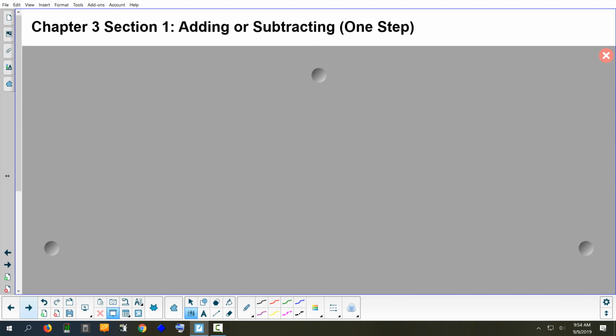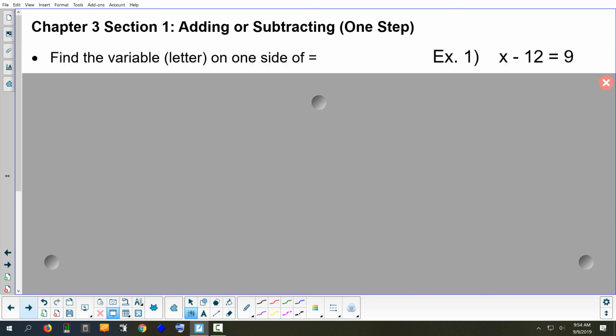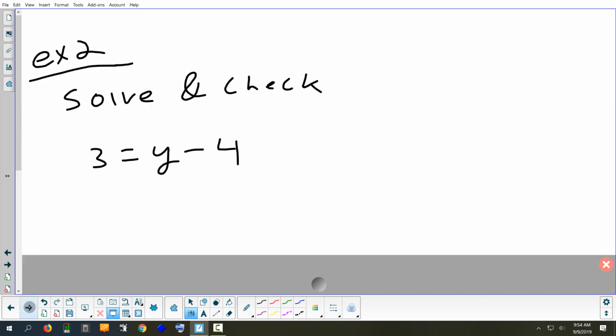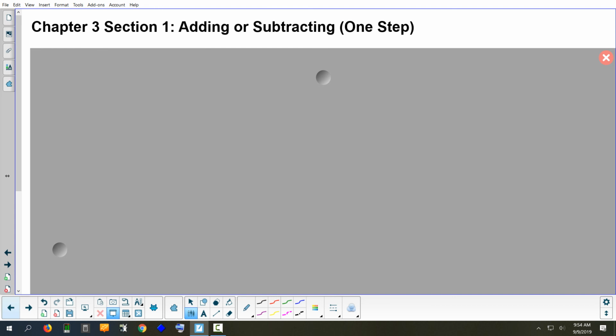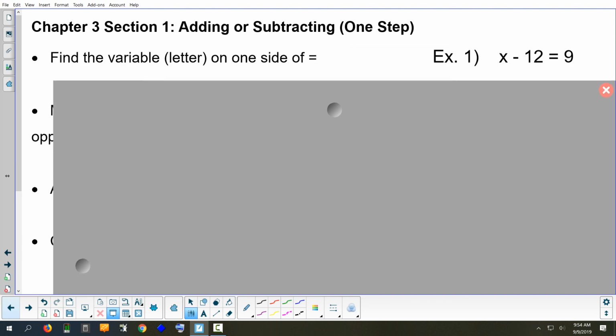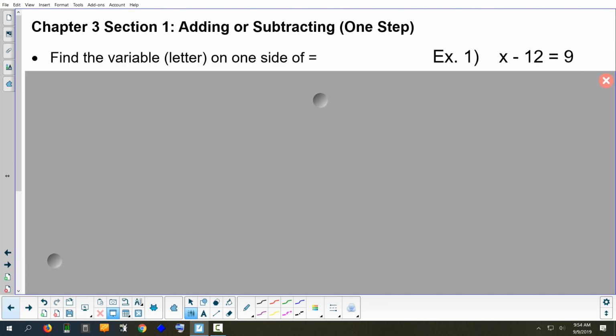One-step equations, all right? This is where you want to copy these down. You've got some bullets, and we're going to go through those bullets together right now.